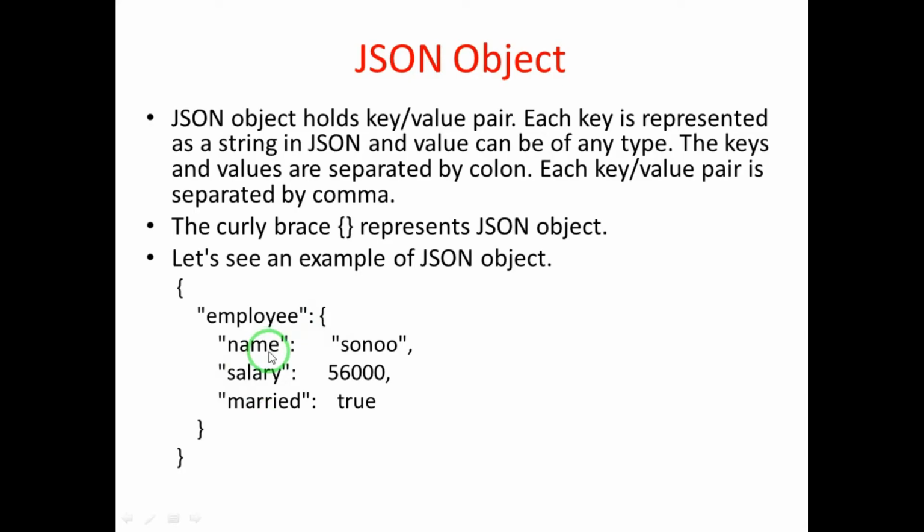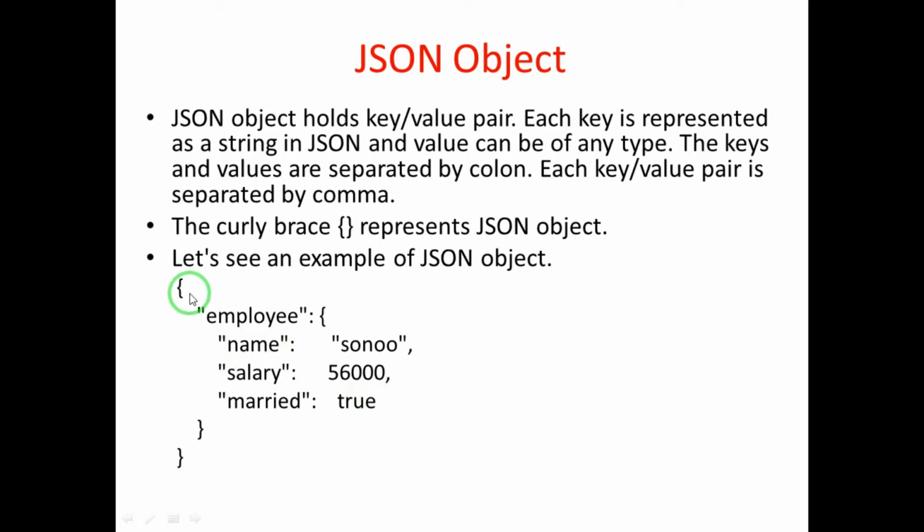We have name as a string, colon, and then Sonu as a value. So Sonu is of string type. The 56,000 is of number type, and the key is salary. Again, married is a key, and the colon separates key and value, of boolean data type. Each key-value pair is separated by a comma. For example, name and Sonu is one key-value pair, then separated by a comma. Salary is the second, married is the last, so we do not need to put a comma here.